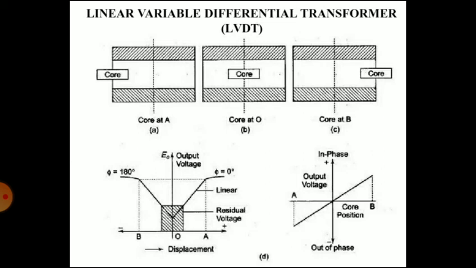So in these positions, the core is at A, then the core is at O, that is the null position, and the core is at B, that is moved to the right. These three positions of the core, or movement of the core, are shown.